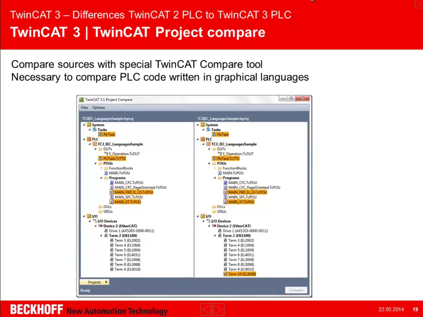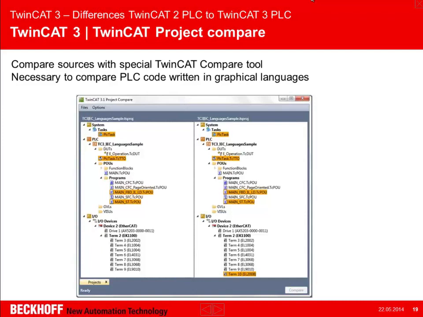So here we see a complete compare of a complete solution. On the left side is the original solution, on the right side the solution which should be compared. And you see differences. You see differences in settings, such as task settings. You see differences in I/Os, and of course you also see differences in some function blocks.